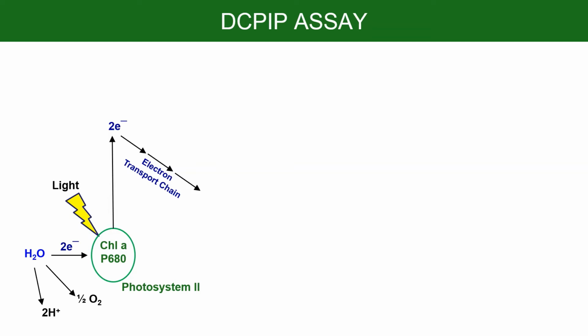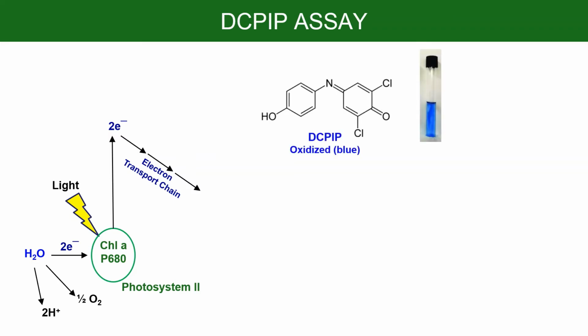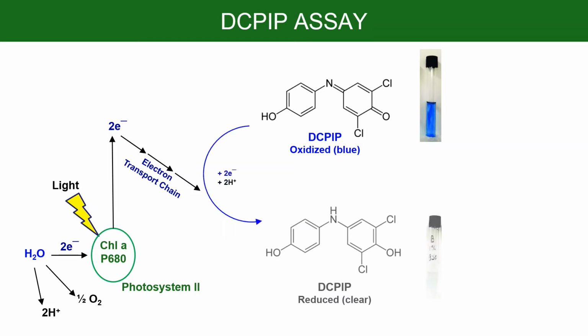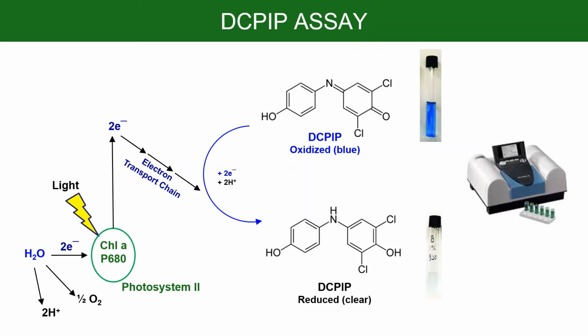When mixed with the chloroplast solution, DCPIP accepts electrons as they flow down the electron transport chain of photosystem 2. Therefore, as photosynthesis occurs, DCPIP steals those electrons from photosystem 2 and results in the reduction of DCPIP and a color change from blue to colorless. We are going to measure this change in color from blue to colorless in our spectrophotometer by taking absorbance at 620 nanometers.